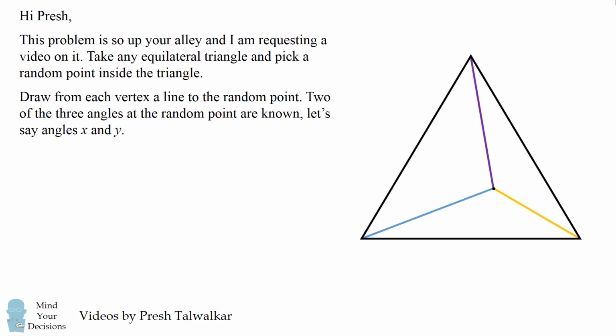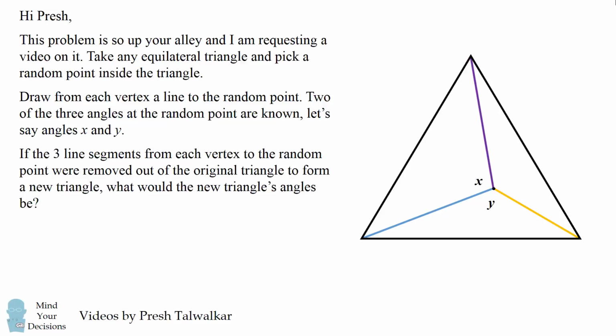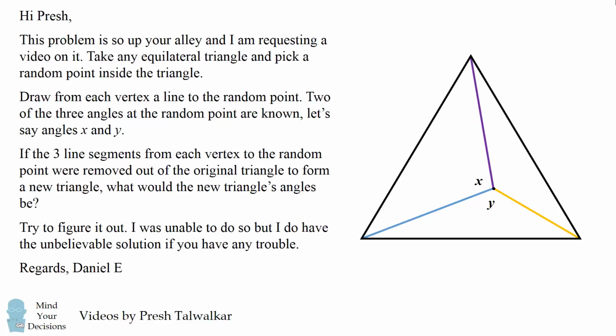Two of the three angles at the random point are known. Let's say angles X and Y. If the three line segments from each vertex to the random point were removed out of the original triangle to form a new triangle, what would the new triangle's angles be? Try to figure it out.